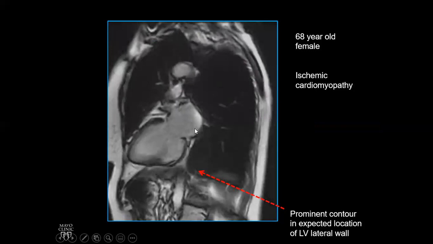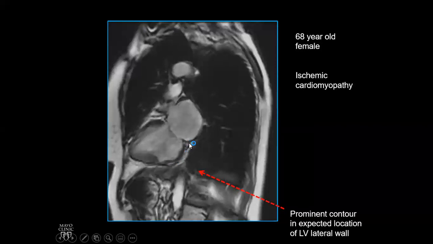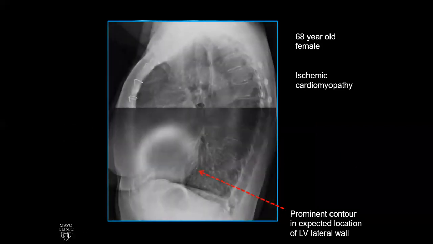This is an image from a cardiac MRI. And you can see that there's thinning and bulging of the left ventricular wall there, which is causing that contour on the chest X-ray. And then we can also overlay an FDG PET scan. This is PET perfusion showing that this area has got absent perfusion. This is an infarcted area, which is why it's bulging.